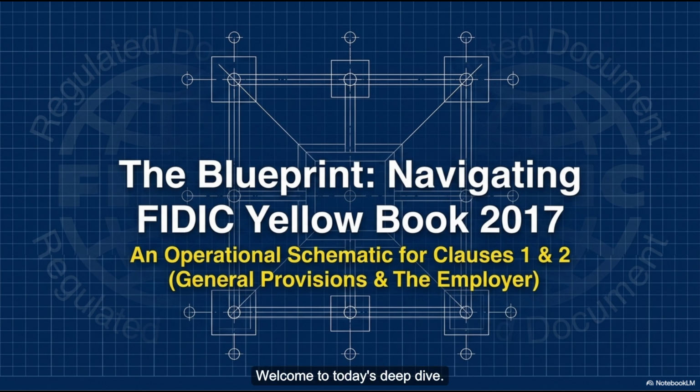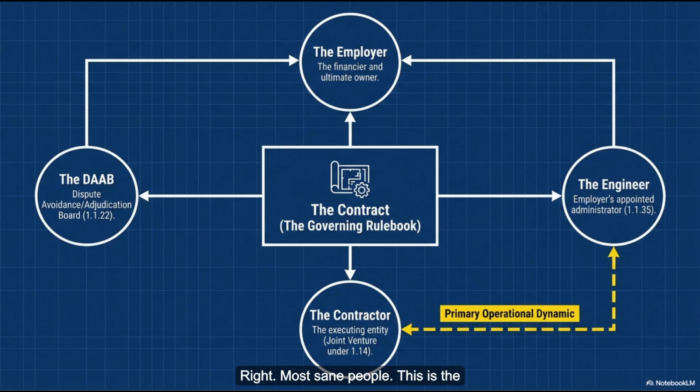Welcome to today's deep dive. We are looking at the source code that prevents these multi-billion-dollar projects from just dissolving into apocalyptic chaos. It's fascinating stuff, honestly. It really is. Specifically, we're looking at excerpts from the FIDIC Yellow Book 2017. And for anyone who doesn't spend their weekends reading international construction law, probably most people, right, most sane people, this is the general conditions of contract for plant and design build.